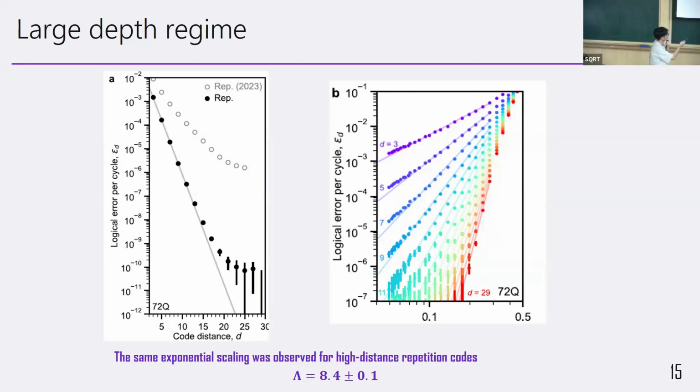And this is just the same graph. As you can see, they did it to around D equals 29. This exponential decay is quite nice. So basically, this is good news.